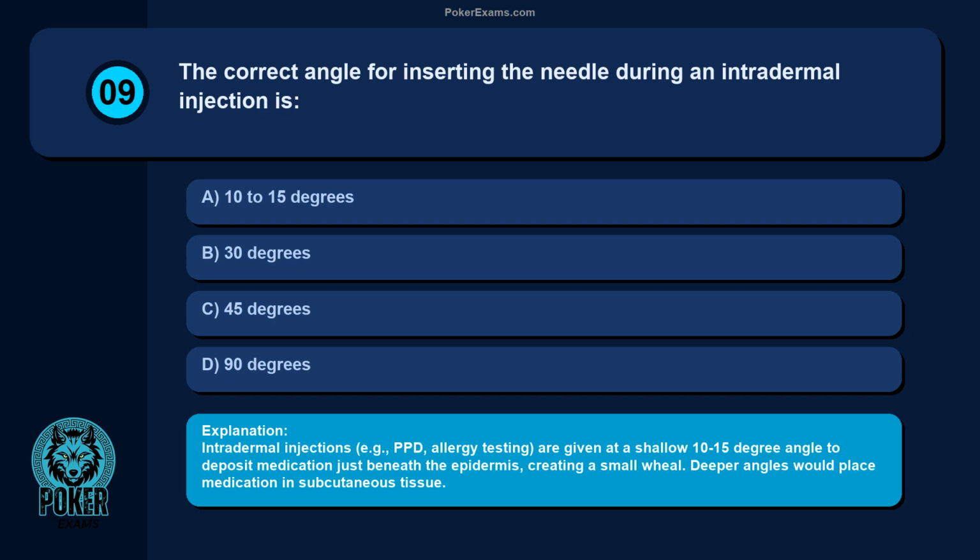Intradermal injections, e.g., PPD, allergy testing, are given at a shallow 10 to 15 degree angle to deposit medication just beneath the epidermis, creating a small wheal. Deeper angles would place medication in subcutaneous tissue.